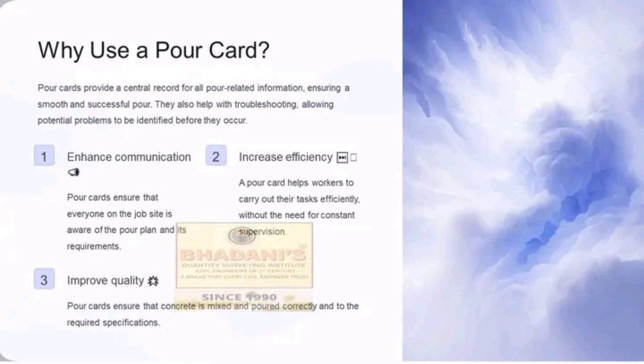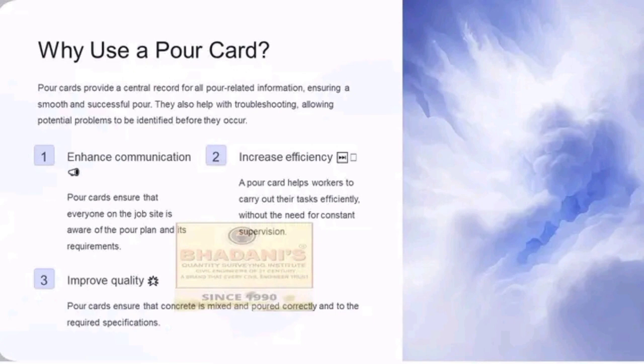The POA card will also improve the quality of the work that is done. How will it improve the quality? The POA card will ensure that the concrete is mixed correctly and it is also poured correctly, and various specifications that need to be taken care of are done. That is how it will make sure that the quality of the work done is achieved.